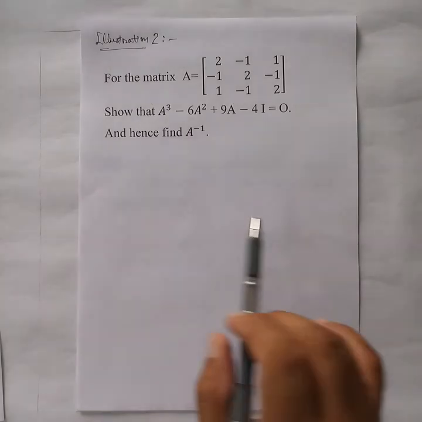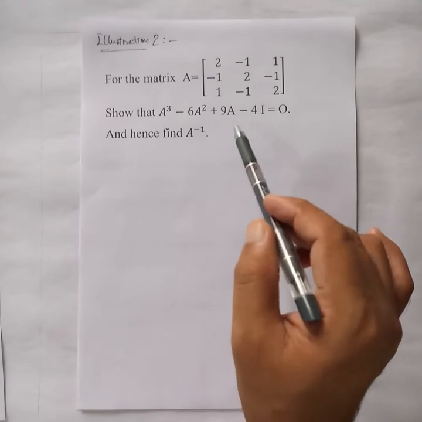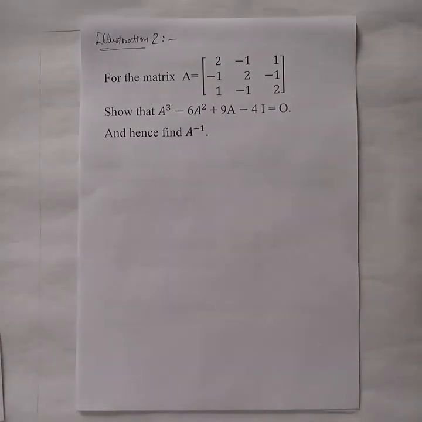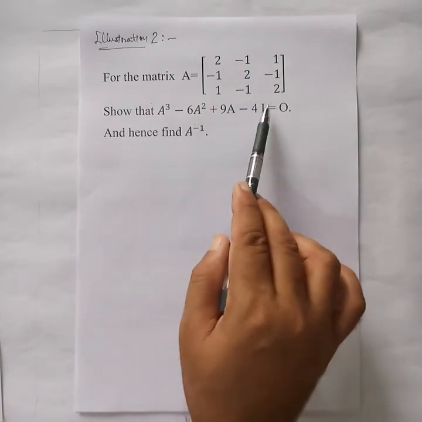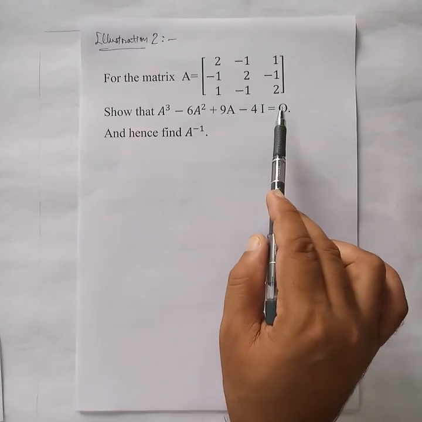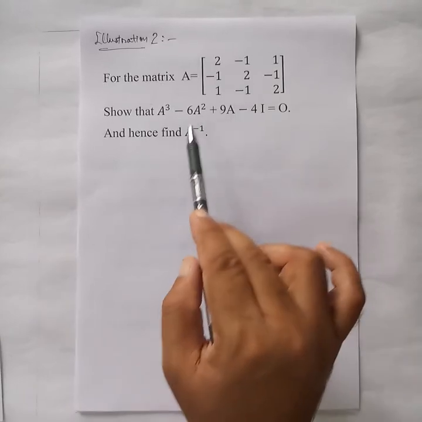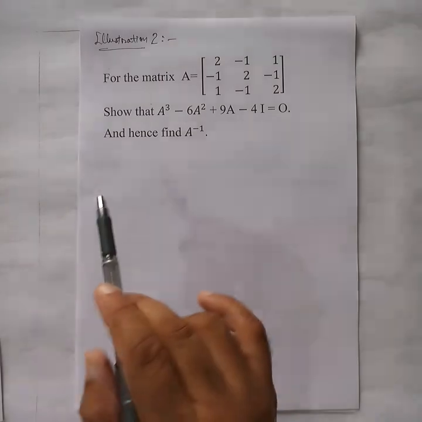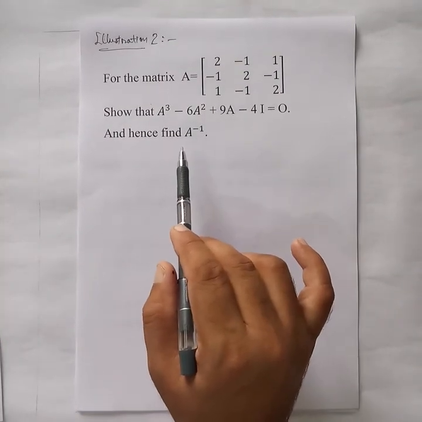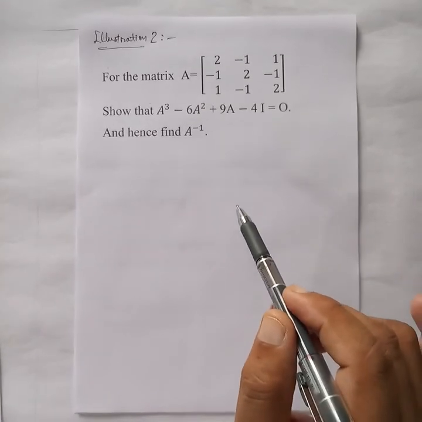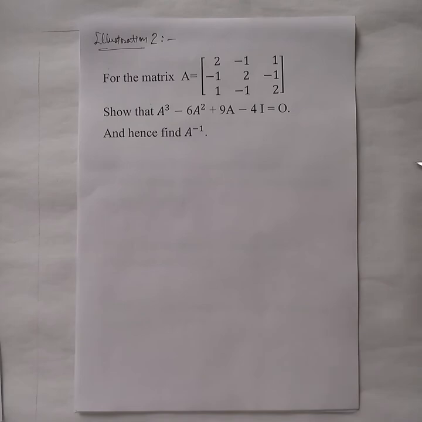Let's take another example. For the matrix A, show that A cube minus 6A square plus 9A minus 4I is equal to 0 matrix, and hence find A inverse. There are two parts in this question. In the first part, you have to show that it gives a 0 matrix, and using this result you have to find the inverse of this given matrix. So this is another method of finding the inverse of a given matrix. By now you have learned to find the inverse of a matrix by elementary transformations and by using adjoints, and this is a different method. In this method we shall make use of properties of matrix multiplication, addition and subtraction only.